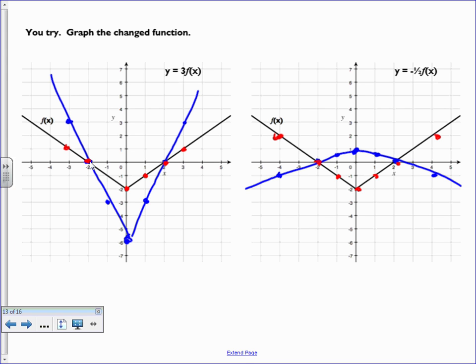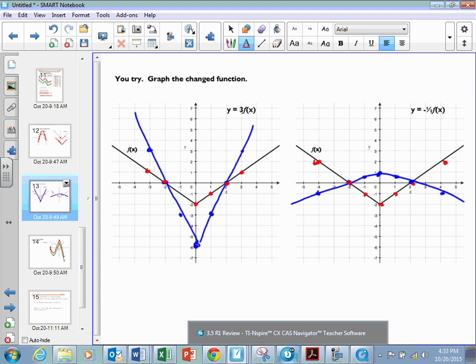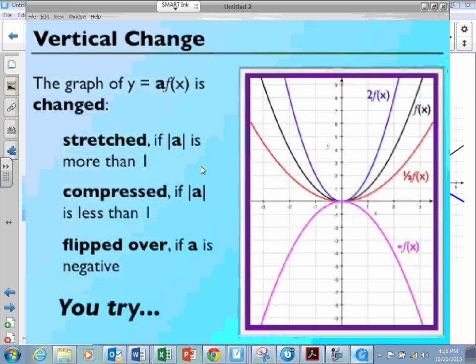Same idea here. Take what is the output on the original function at -2. It's 0. Multiply that by 3, and you get a new output of 0. Here the output is 1. Multiply it by 3, you get a new output of 3. Same thing over here. Define some points on your original function, and then apply the rule to them to find the points on your new function. All right, back to the notes.